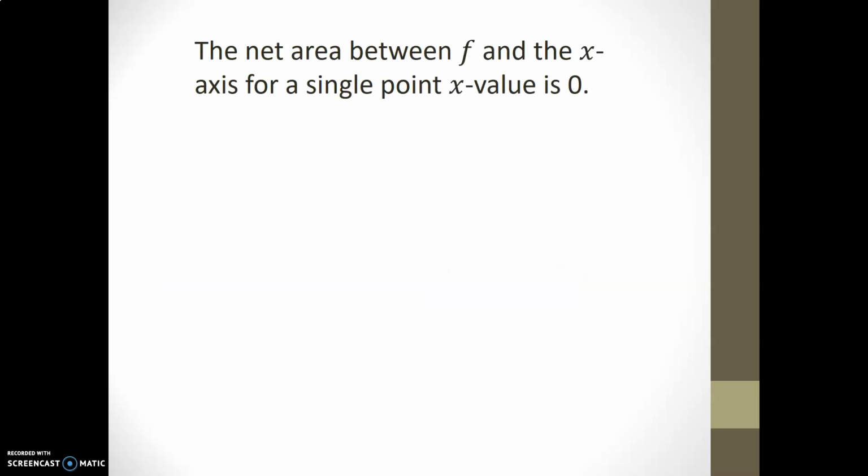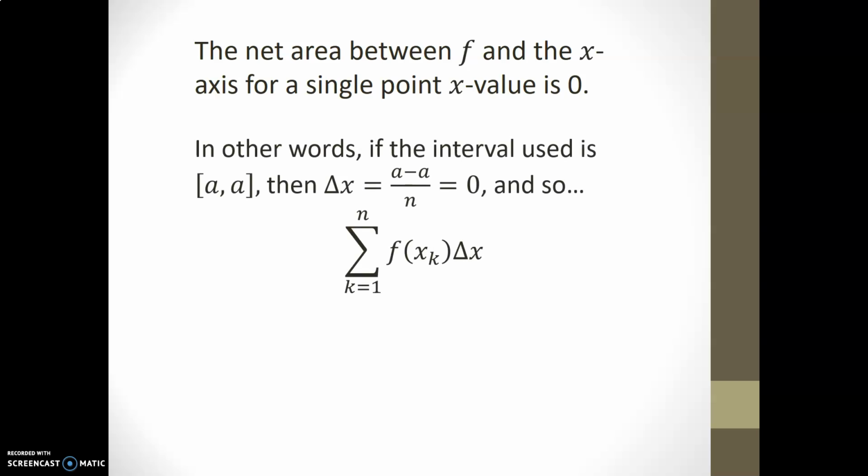The net area between f and the x-axis for a single x value is always 0. In other words, if the interval used starts and stops at a, which is not super appropriate notation, but I think you get the drift here, then the rectangle's width would actually be 0. And if there is no width, there's no area either. So essentially the property is that an integral calculated from bound a to bound a will always result in a 0 outcome.